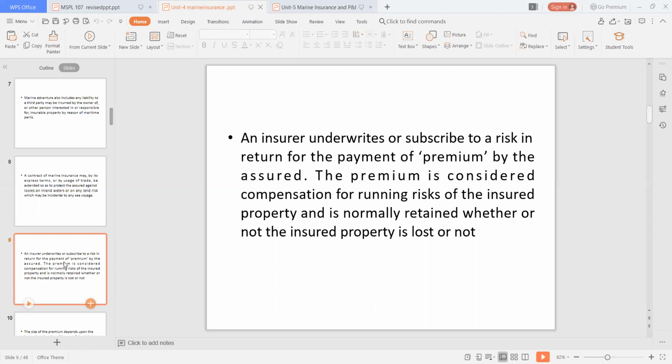An insurer underwrites or subscribes to a risk in return for the payment of premium by the assured. See that, an insurer underwrites or subscribes to a risk in return for the payment of premium by the assured. The premium is considered compensation for running the risk of the insured property and is normally retained whether or not the insured property is lost.